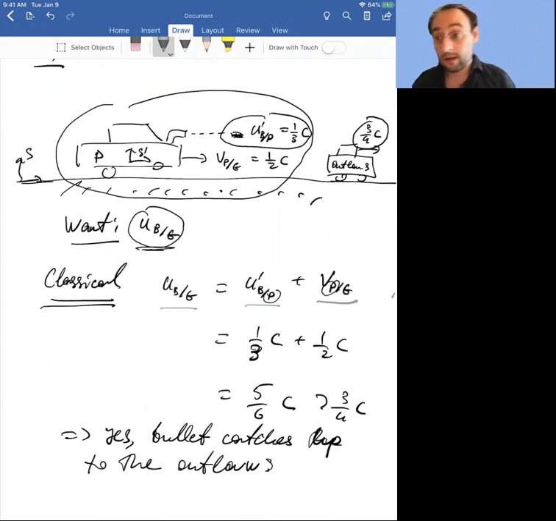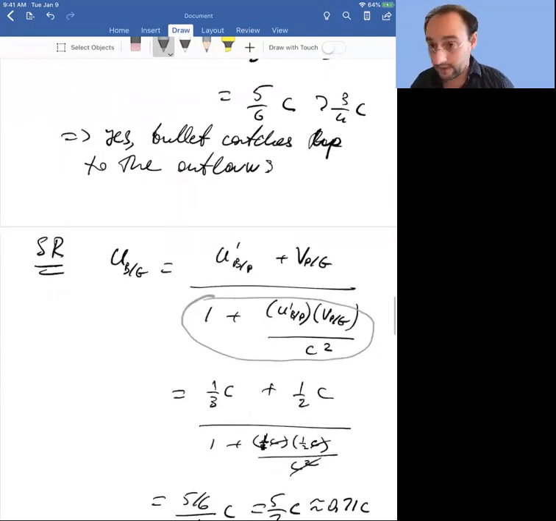You know, the classical calculation is not right. So we have to fix it. We have to include this denominator. We have to include this gadget right here. Okay, so the numerator is the same, 1/3 c plus 1/2 c. Bullet moving relative to the police at 1/3 c. Police moving relative to the ground at 1/2 c. All good. And we just have to put all this business into the denominator.